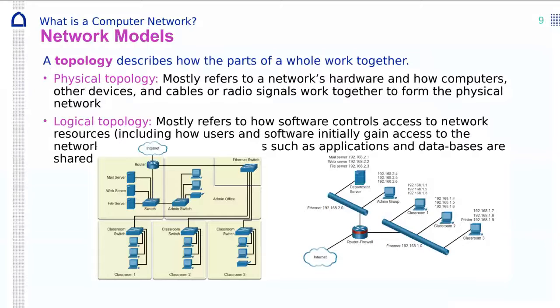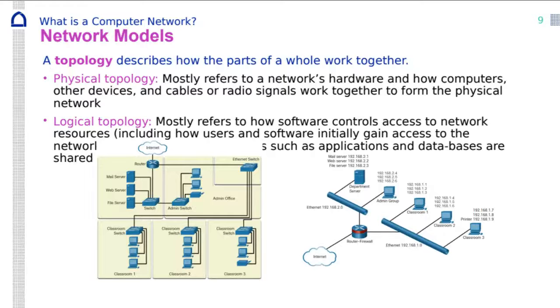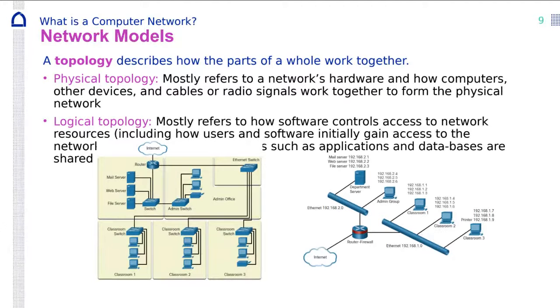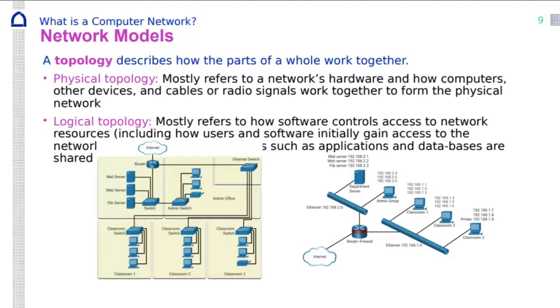Network models. Now to describe how the network parts are connecting together or working together, we have two types of topologies or diagrams. We have physical topology and logical topology. If you look here on the left side, what do you think this is? Physical. Because it's showing you where each device is located, classroom, server room. It's showing you where they are connected to, or their location.